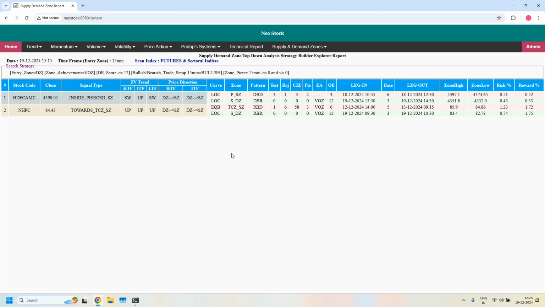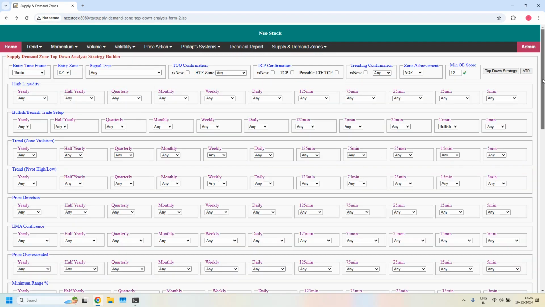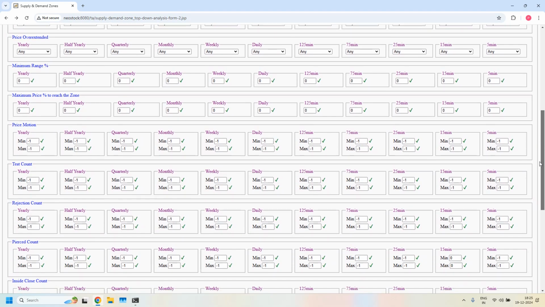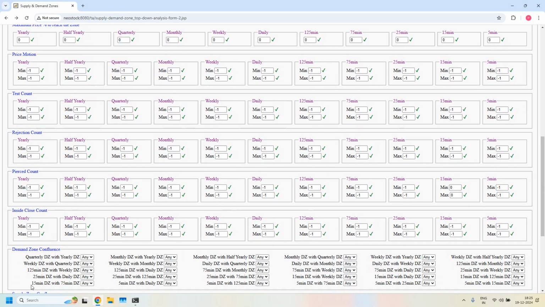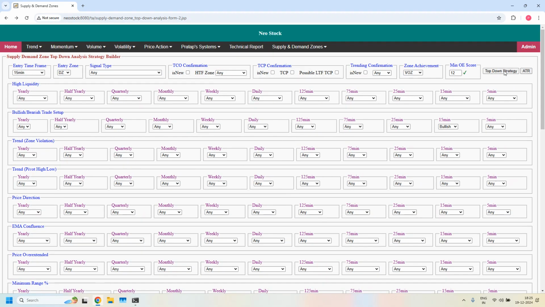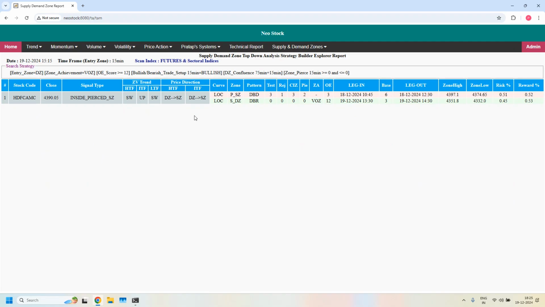Out of these 2 15 minutes demand zones, how many are having ITF confluence? Let us verify. So 15 minutes demand zone with 75 minutes demand zone confluence filter is enabled. With this filter, 1 stock is filtered. That means this 15 minute zone is part of the 75 minute zone. Let us check whether this 75 minute zone is having daily EMA confluence, because 75 minutes trend is up.